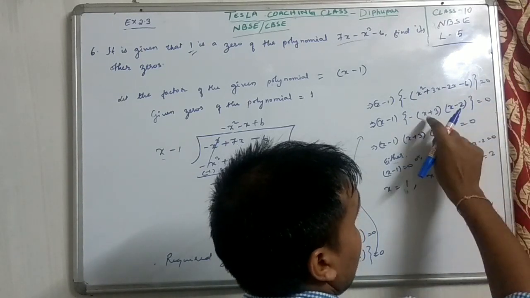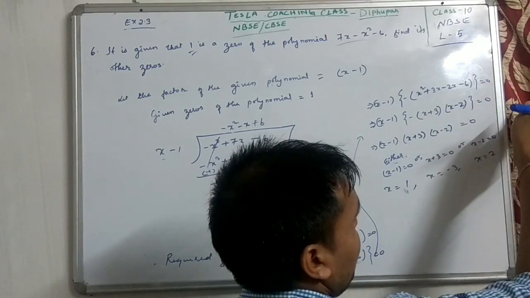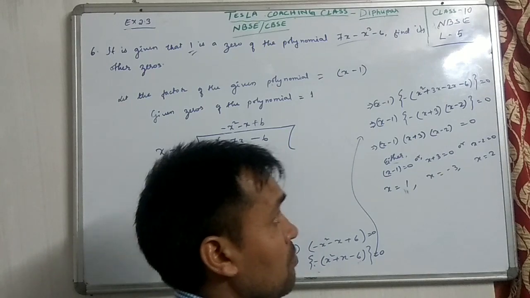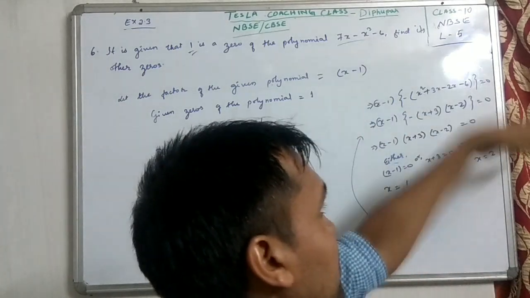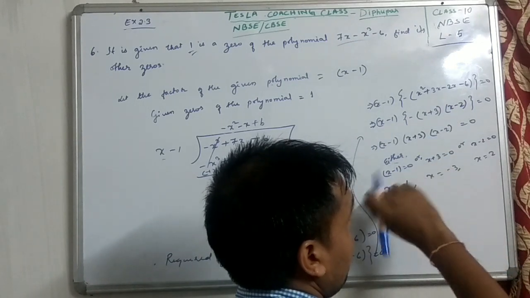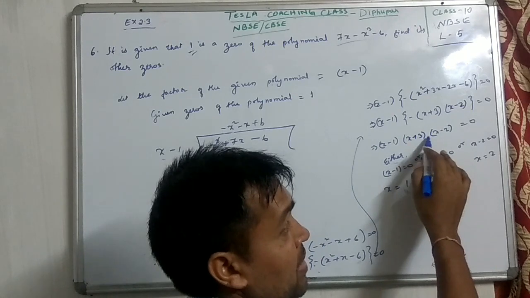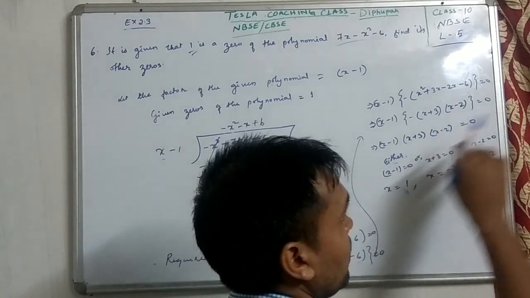If you factorize, you will get x plus 3, x minus 2. This minus sign, if you take it to that side, since it is multiplication, it will be cancelled. So that's why we are neglecting the minus sign from here. Now what is left out? x minus 1, x plus 3, x minus 2 equal to 0.